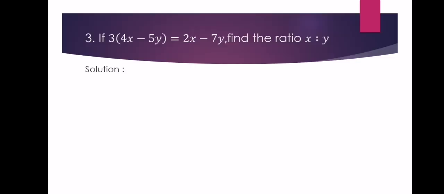Question number 3 is if 3 into 4x minus 5y is equal to 2x minus 7y, then find the ratio x ratio y.